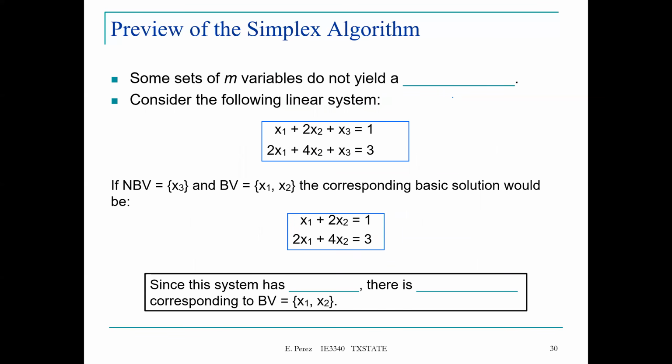Some sets of basic variables do not yield a basic solution. Consider the following linear system. If the non-basic variable is x3 and the basic variables are x1 and x2, the corresponding system will be x1 plus 2x2 equals 1, 2x1 plus 4x2 equals 3. Since this system has no solution, there is no basic solution corresponding to x1 and x2 being the basic variables.